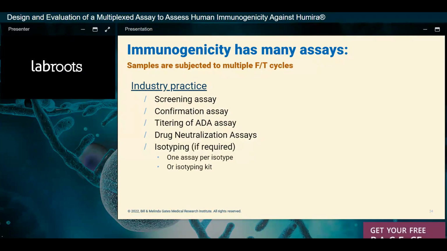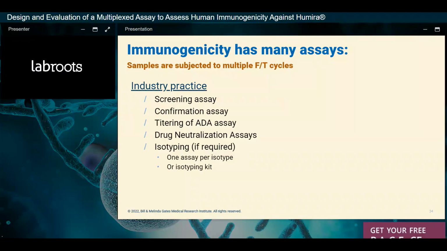But let's get back to the whole flow of this talk. This was about multiplexing immunogenicity analysis. So you have to understand what's going on in the industry right now. They take these clinical samples and they perform these screening assays.